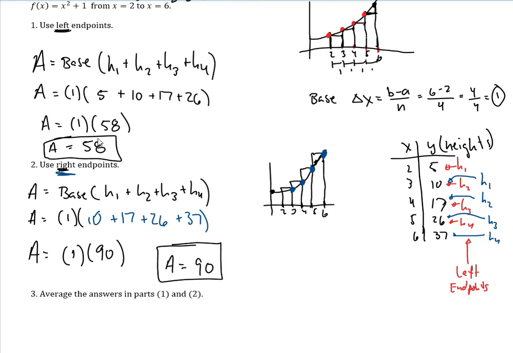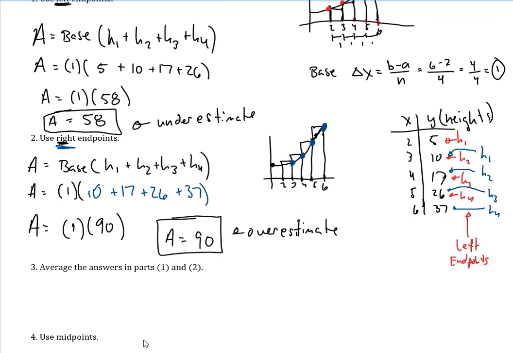Okay, but we knew that this one is an underestimate because we said the rectangles, we can see the gaps under the curve. So this is an underestimate. This one, we see the rectangle goes over the curve, so we have too much area. Overestimate.